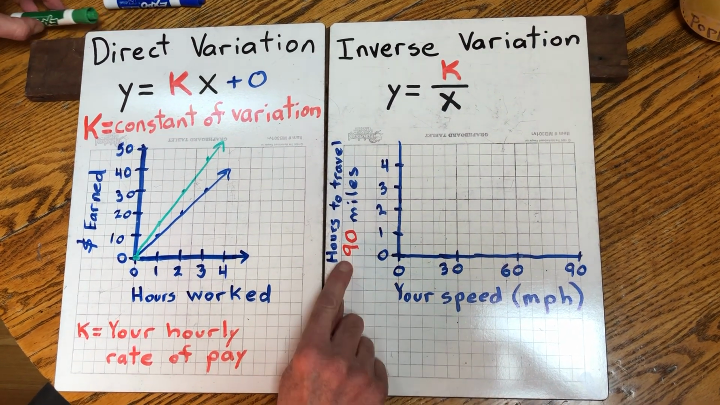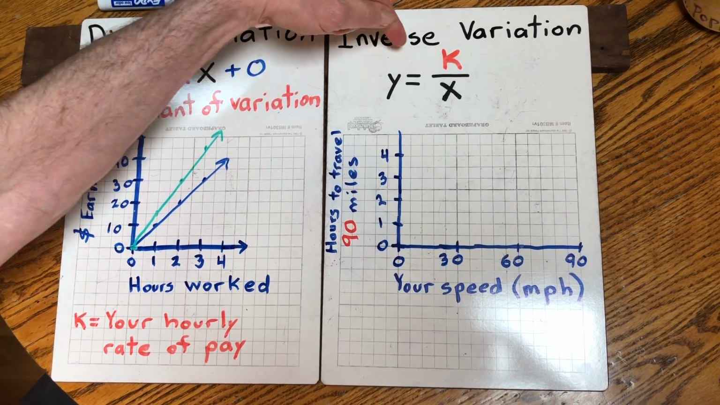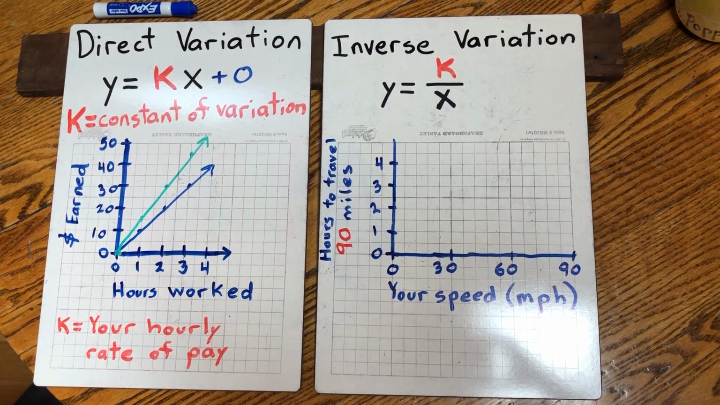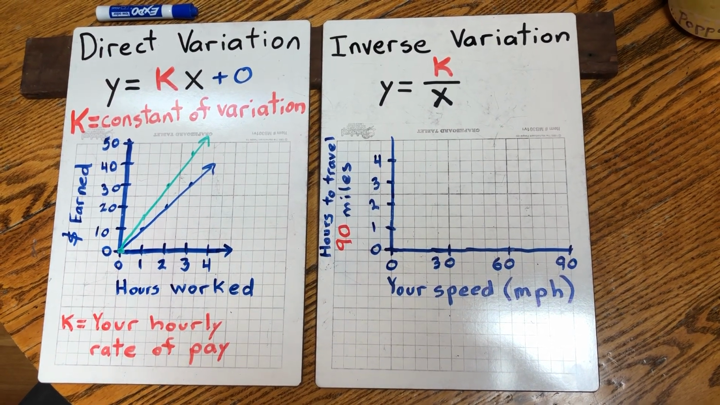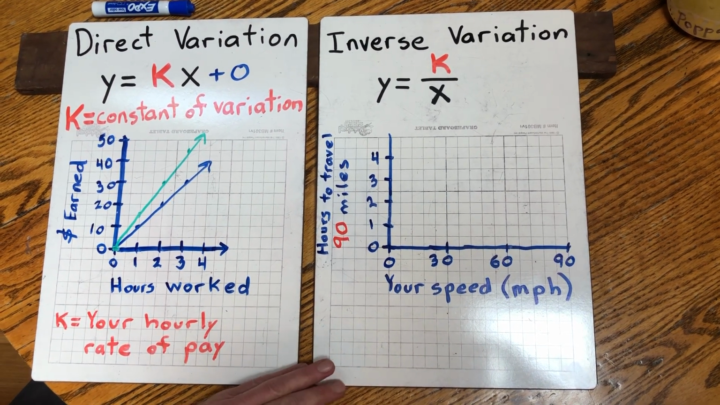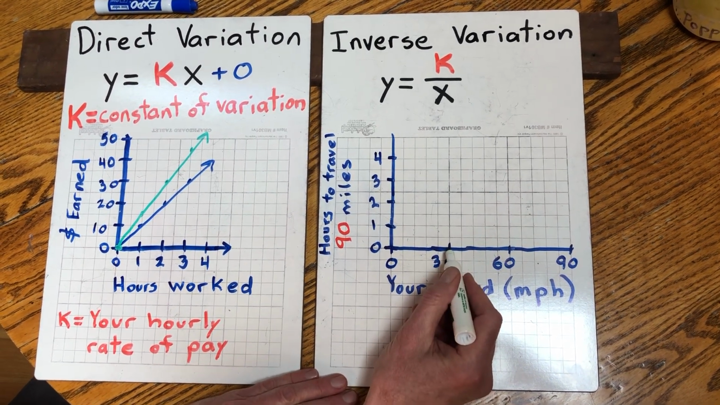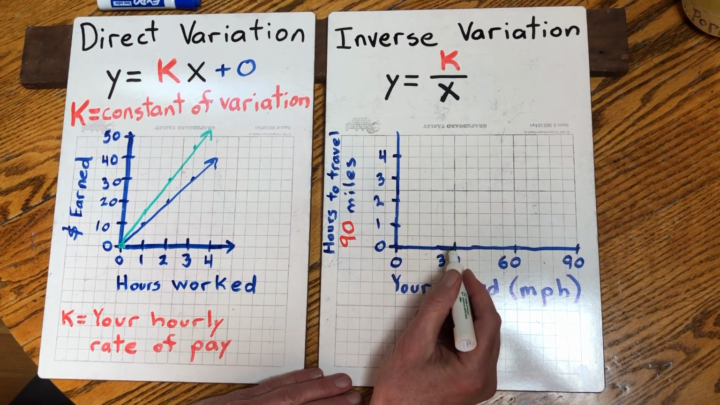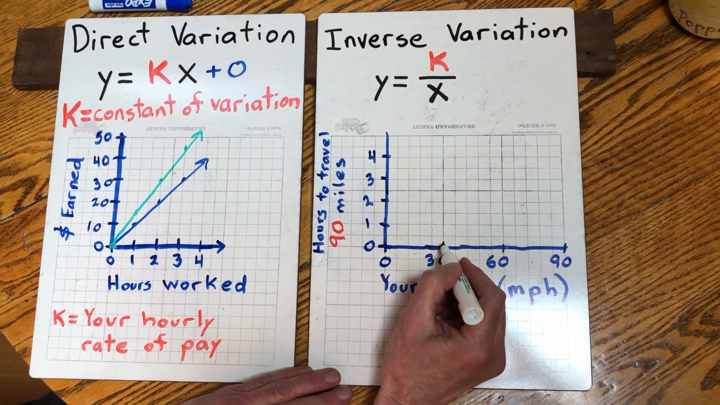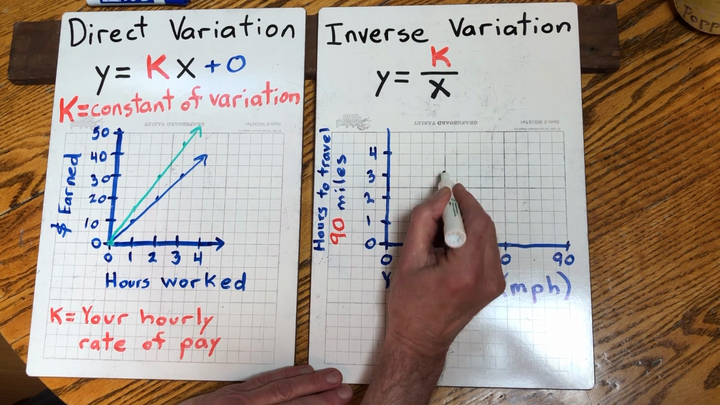Let's say you have a 90-mile trip that you have to travel. The 90 would be your constant. We're not taking a longer trip or a shorter trip today, 90. X would be your speed in miles per hour. We could use different units. So let's see here. If we were to go 30 miles per hour, 90 divided by 30, that would take us 3 hours. So if we go 30 miles an hour, it'll take us 3 hours.